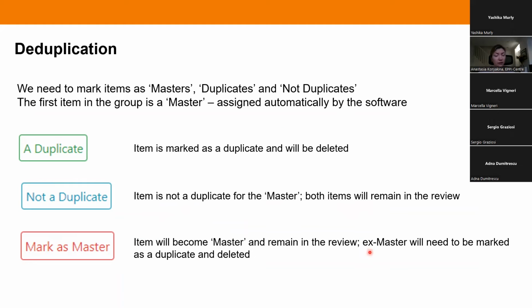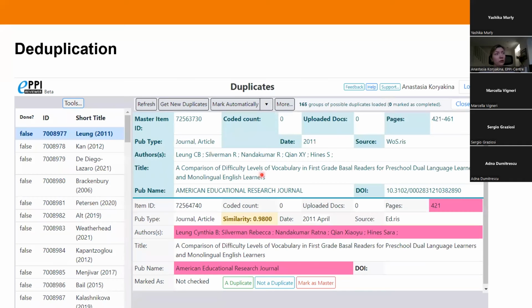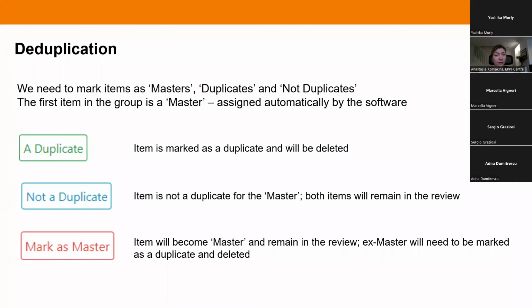If you think that the first item is actually the one to be eliminated from the review and you want to keep any subsequent item in the group, you can also do that if you mark this item as a master, so they kind of get swapped. And you will keep the first item in the list, which was this one, and will mark any subsequent item as a duplicate if you want to eliminate those.